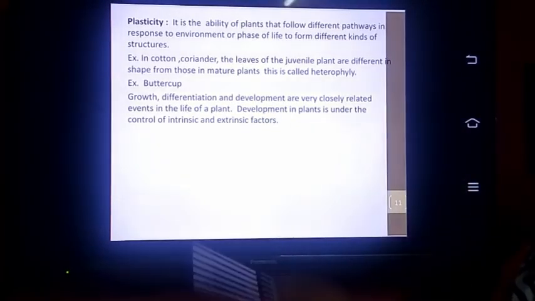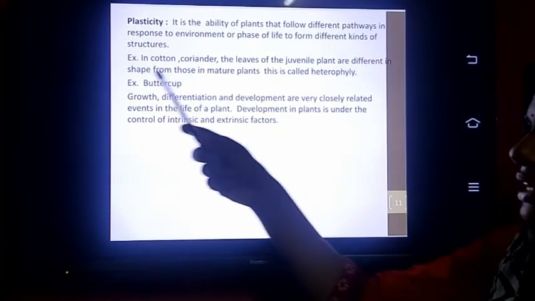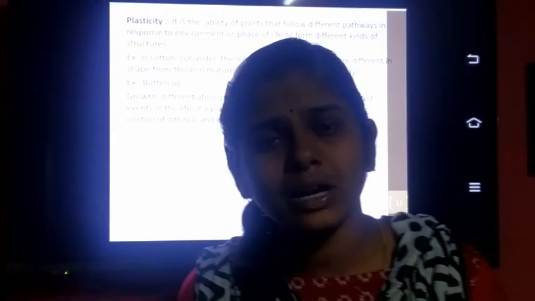And another example for plasticity is the buttercup. The buttercup is the same plant which grows in two different areas. It grows both in aquatic conditions as well as terrestrial conditions. But the leaf shape changes from terrestrial to aquatic based on the environmental conditions.